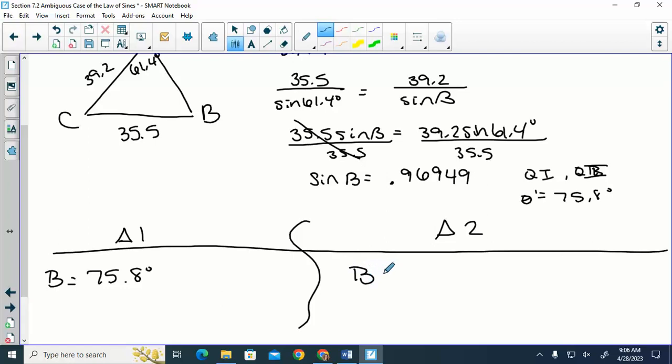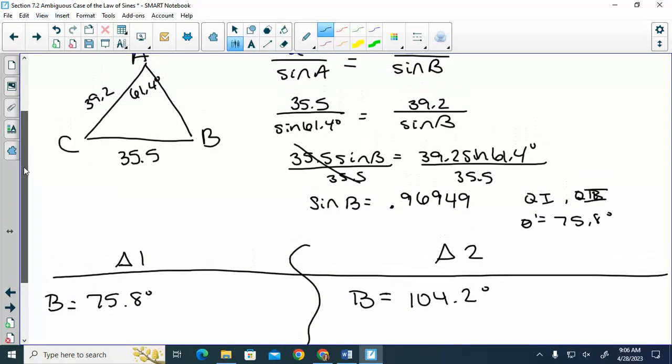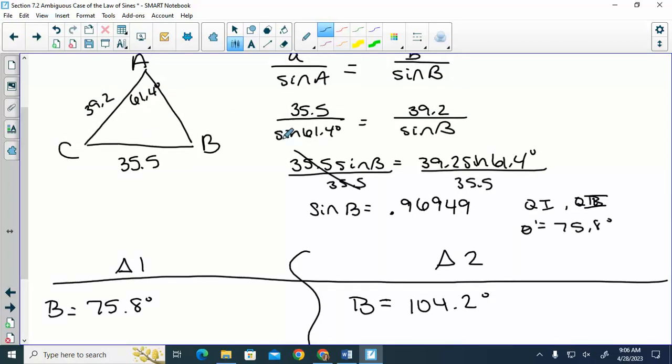How would I find that in quadrant 2? And that gives me the only information I have so far. In comparing sides A and B, side B is bigger, so angle B has to be bigger than angle A. Are both of these bigger than angle A? Yeah. So far it looks like they both work.